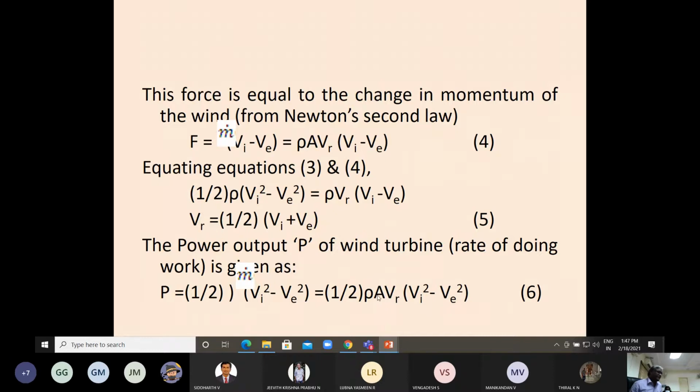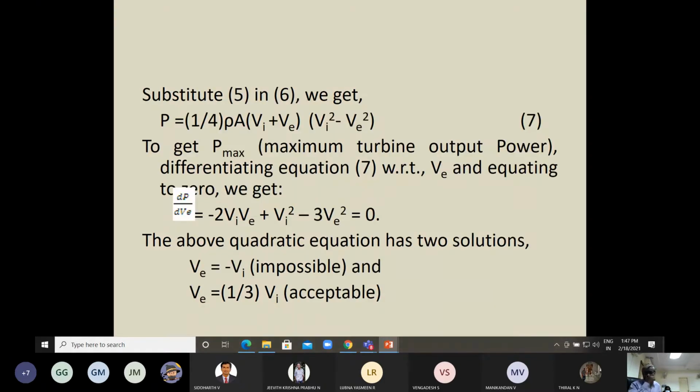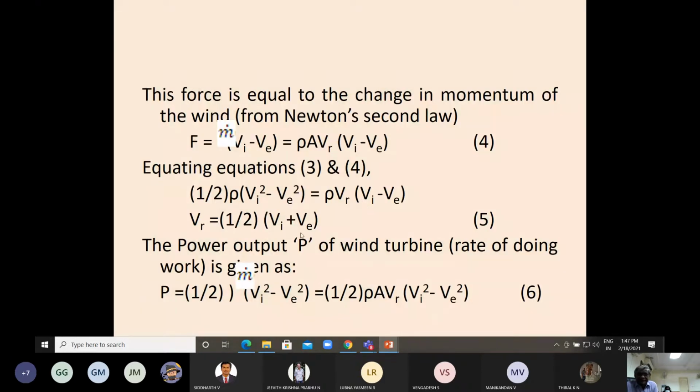So this is a simple derivation, and from the left hand side and right hand side you can change it, and at the end it gives the 59.3%, substituting the value of 5 into 6. So here we have equation number 5, V suffix R, and equation number 6, here also V suffix R. Whatever we have here, we are substituting in the VR.